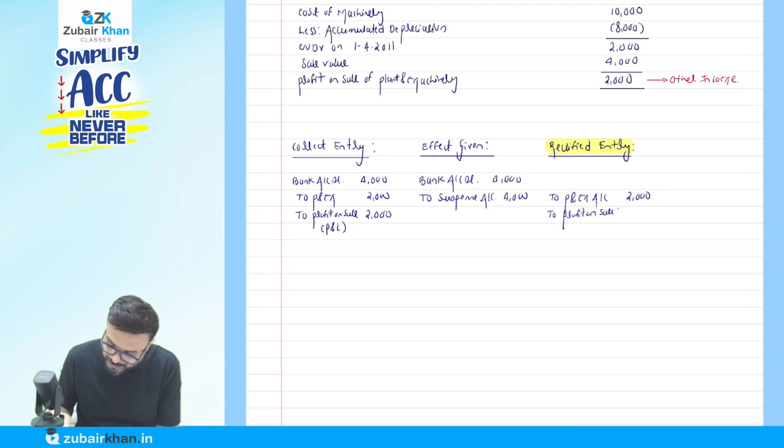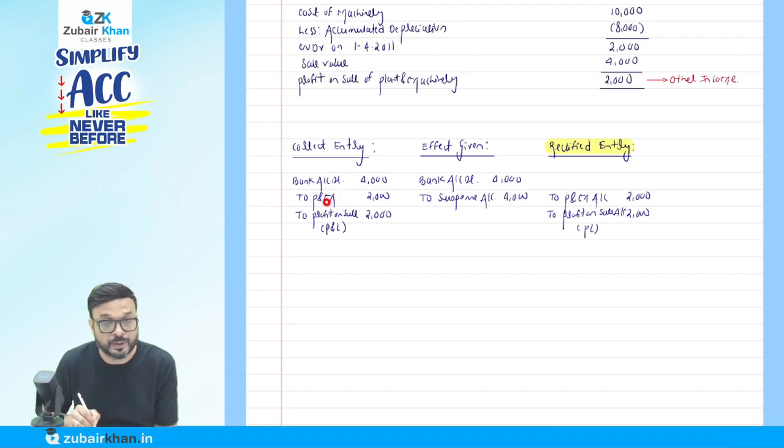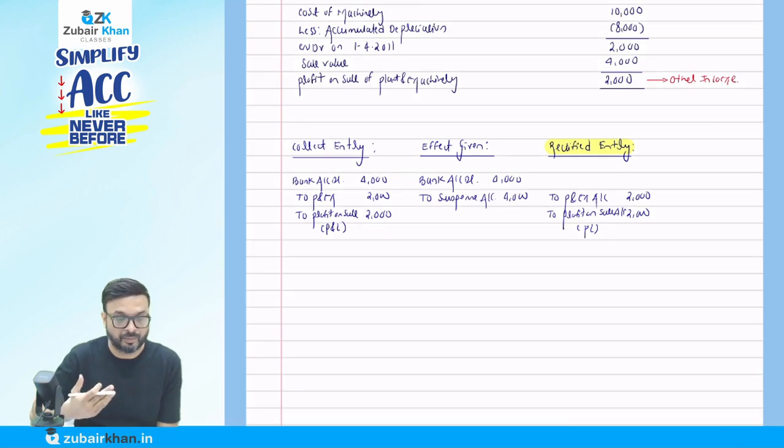That will go to P&L account as other income. So they have to credit it because they have not credited. They have not credited this plant and machinery and profit on sale. That's why we have to credit it.